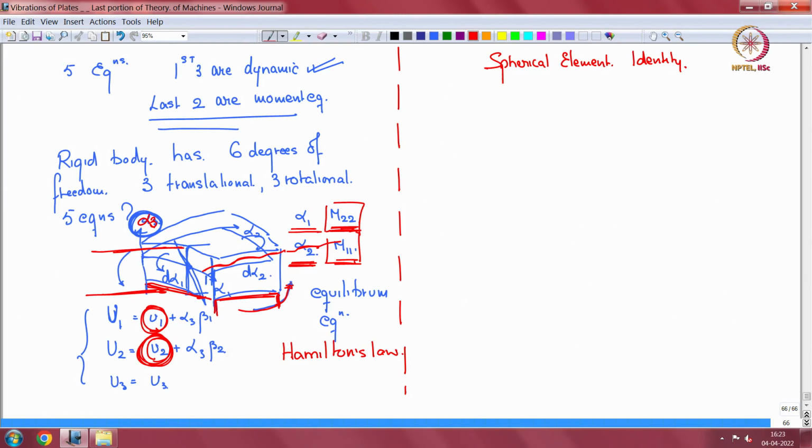So time is running out. Okay, so I will stop this lecture here. In the next class, I'll show you how the sixth equation, or the sixth so-called equation, is actually an identity, and therefore will not appear in this set of equations.